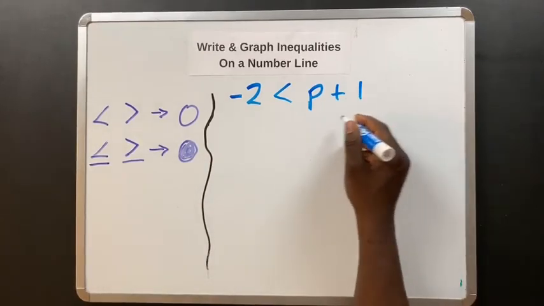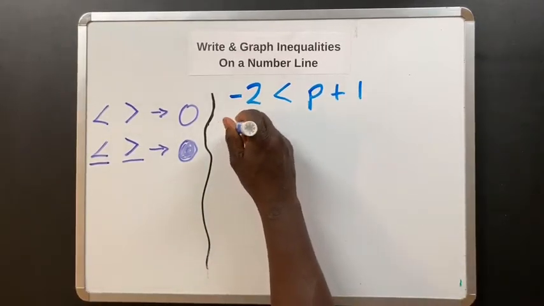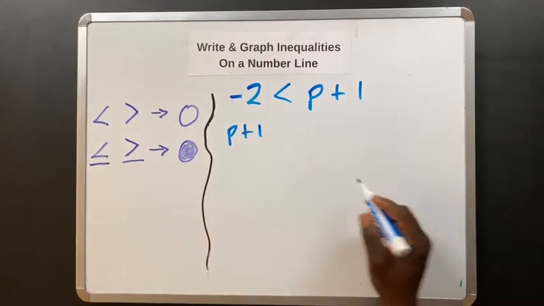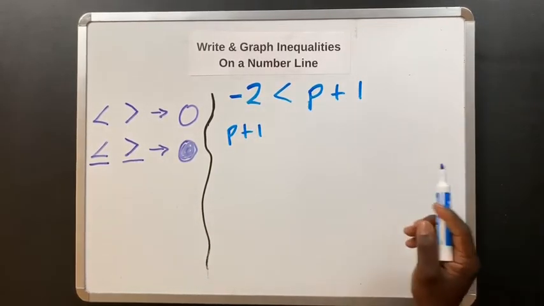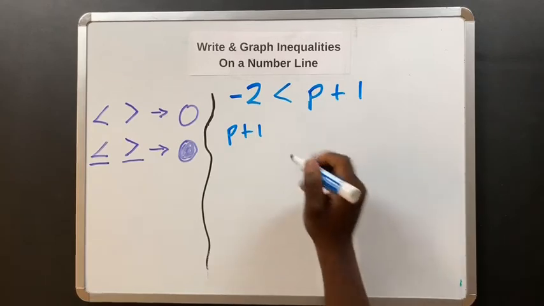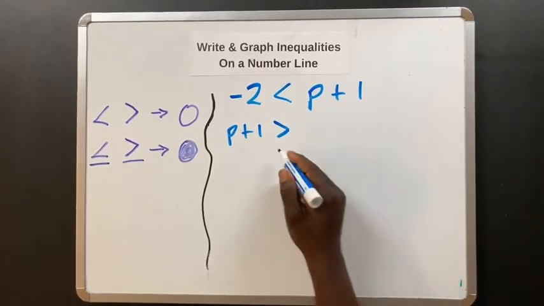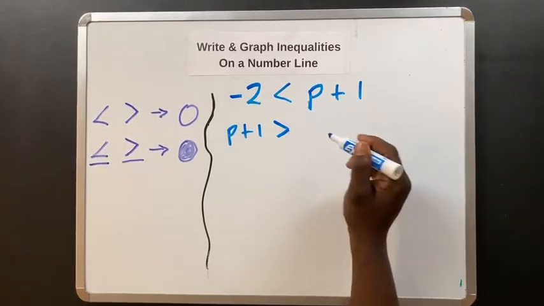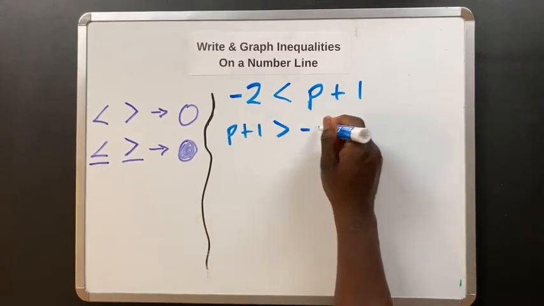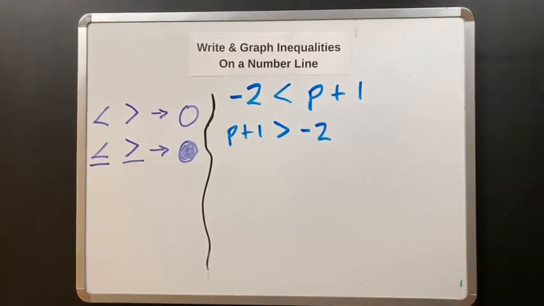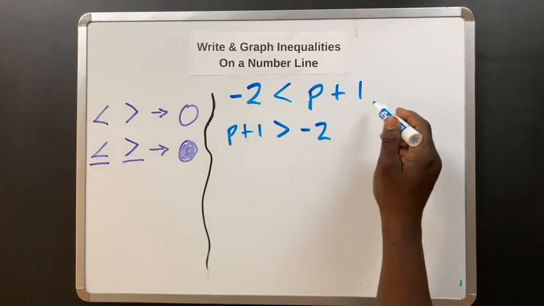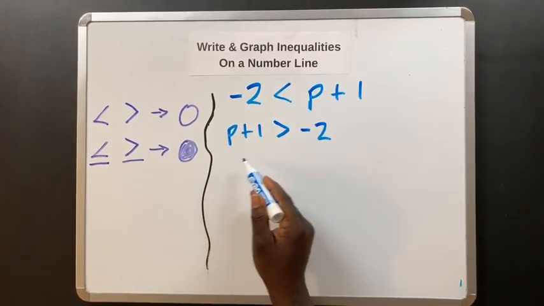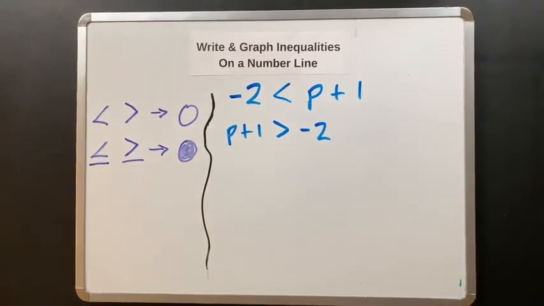So write p plus 1. And what is it? It says p plus 1 is greater than, because it says it's greater than negative 2. You have to know how to read it so you know how to write it. P plus 1 is greater than negative 2. Now let's solve this inequality.